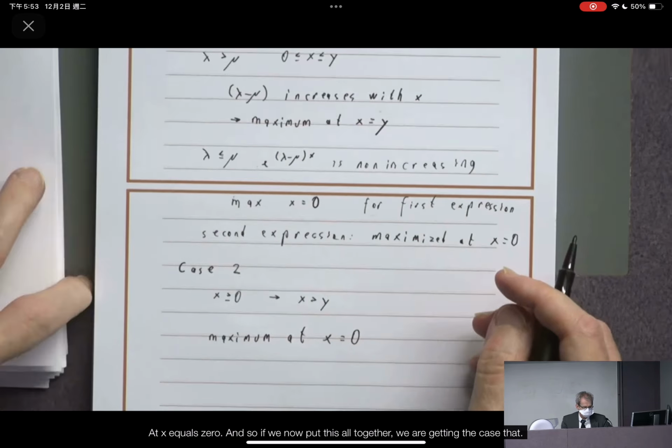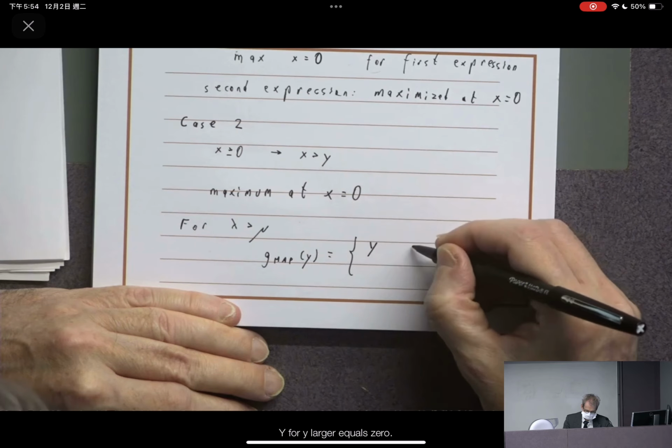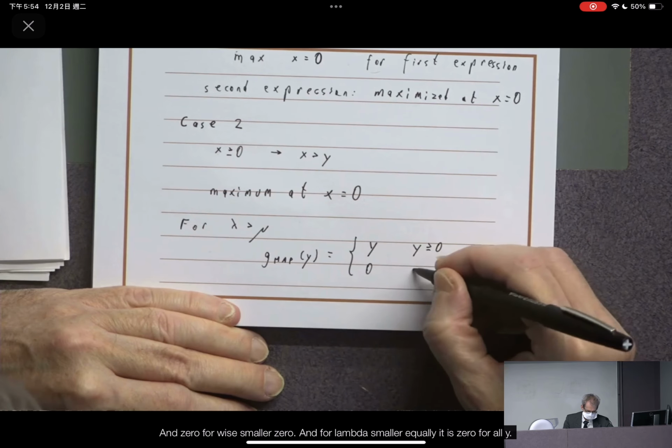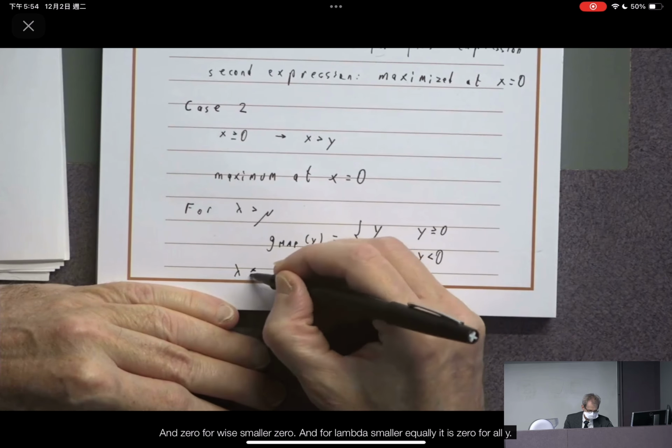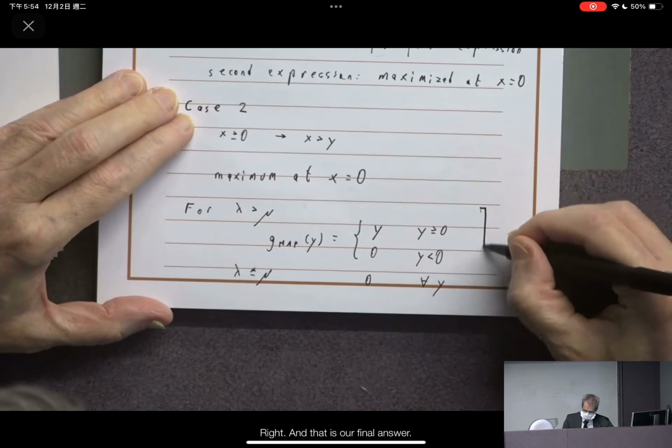And so if we now put this all together, we are getting the case that for lambda larger mu, our maximum a posteriori estimator is y for y larger equals 0, and 0 for y smaller 0. And for lambda smaller equal mu, it is 0 for all y. And that is our final answer.